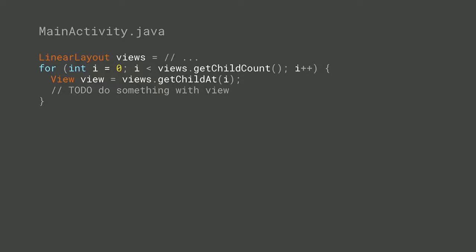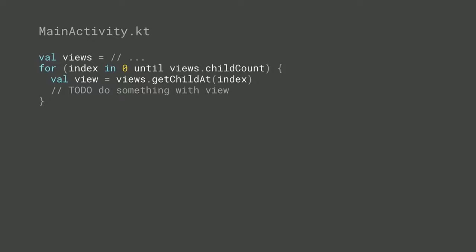OK, so here's some sample code that illustrates when you need to perform some operation over the children inside of a view group. View group is very similar to a collection, but it doesn't have any of the niceties of collections, like being able to use a for each loop.